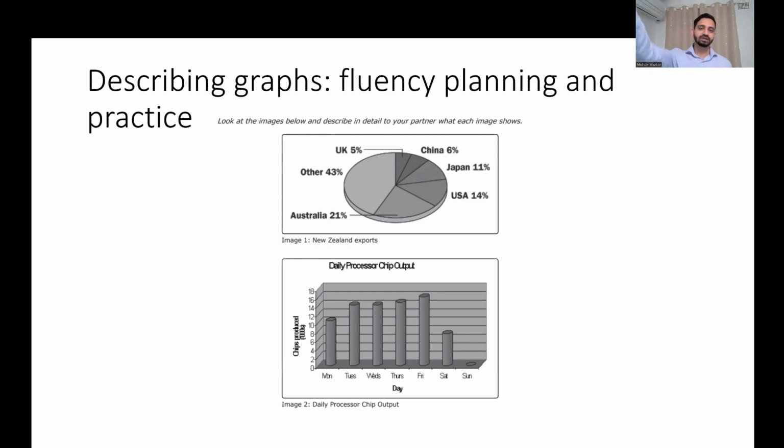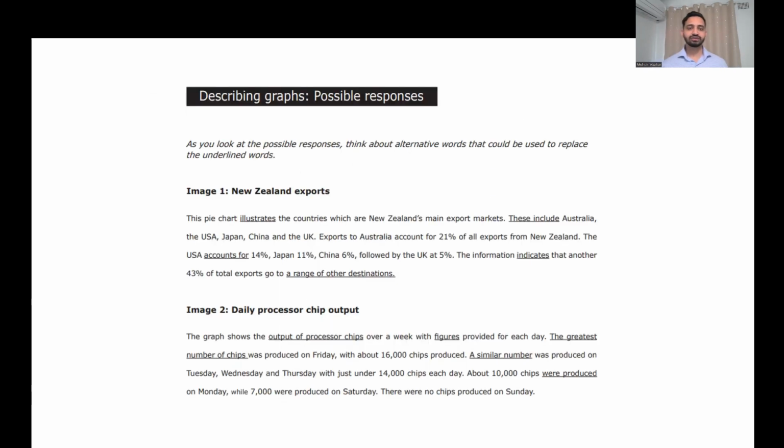Sometimes the title could be on top, as you can see in the second image, daily processor chip output. Sometimes it has a title, sometimes it doesn't have a title, but it shows you at the bottom what the image is about. So it gives you some information that you can use in your speech. All right, so I'm going to share with you the possible responses, and obviously your response can be different depending on what significant facts you got from the image. But let's look at image number 1, New Zealand exports. So first things first, we are going to talk about the topic.